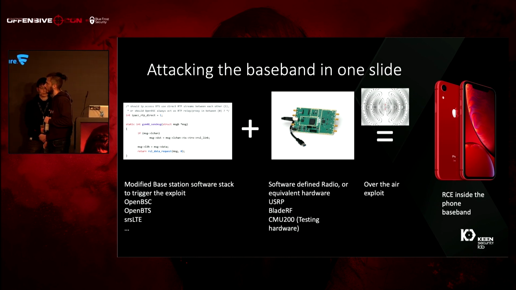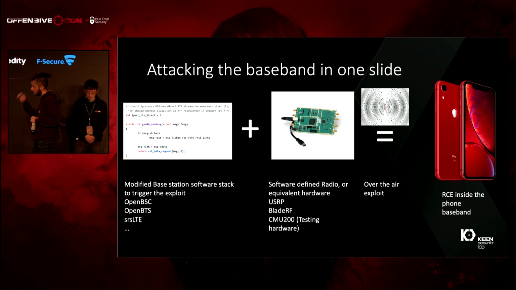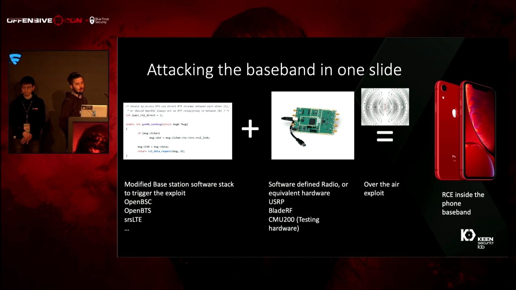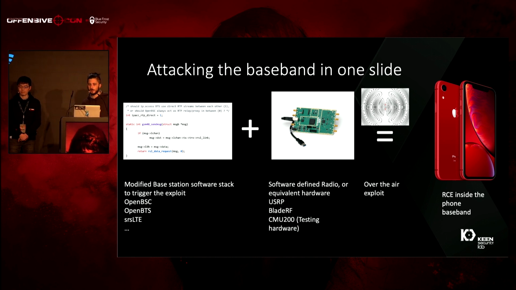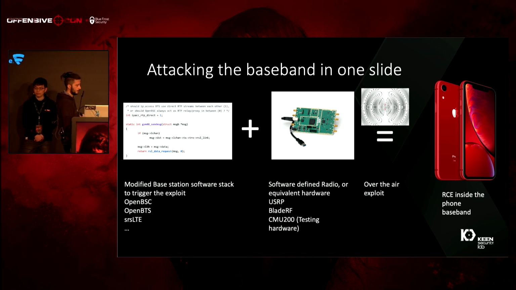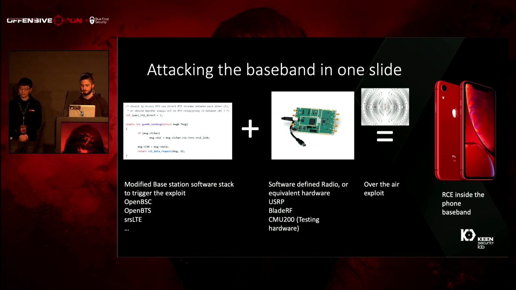So I wanted to summarize in a slide how to attack the baseband. You need two ingredients. The first one is a mobile stack software. It can be OpenBSC, OpenBTS, or SRSLTE. You will modify this software to send your exploit over the air.